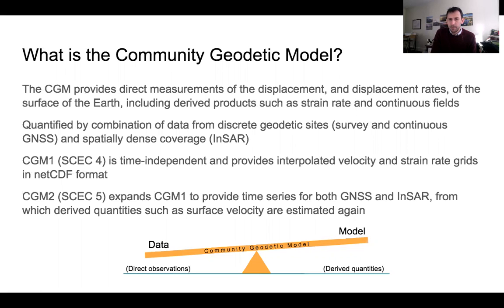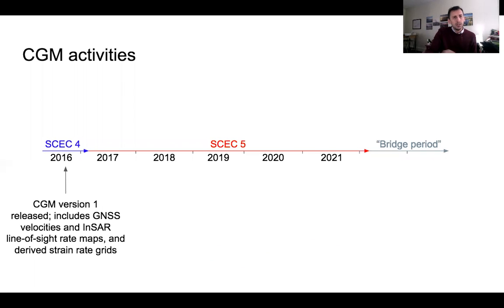So in this sense, compared to other community models at SCEC, we do tend to balance out a little more on the data product side, direct observations, rather than the model side derived quantities, but both are included in the community geodetic model. So a brief rundown of what's been happening over the last few years.